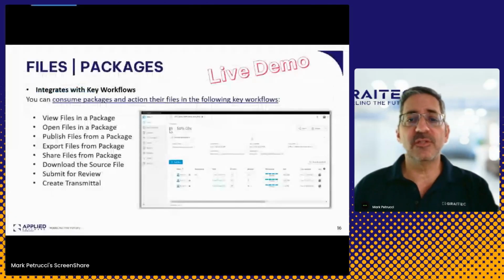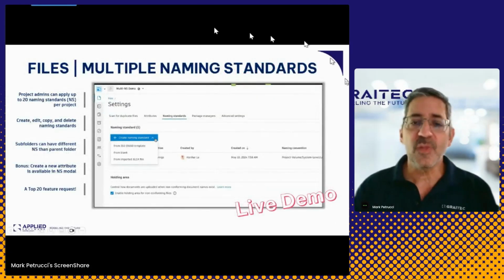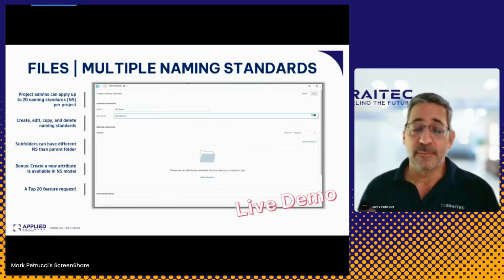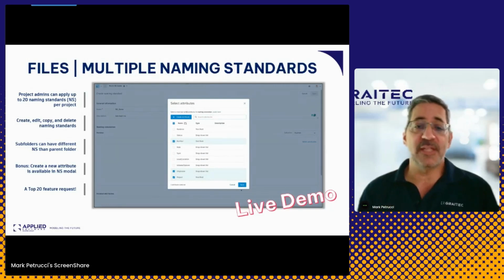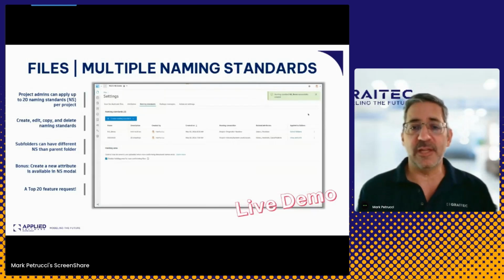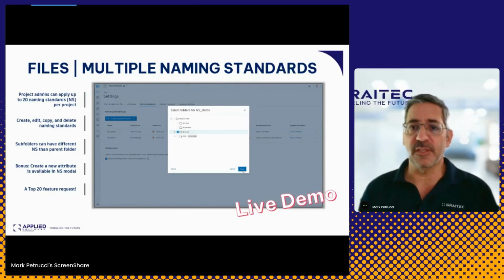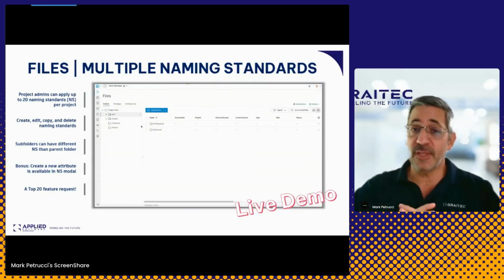All right, now let's jump back in here and take a look at naming standards. I think this is a really big deal. This has been a long-awaited release for customers. Now within Docs, project administrators can apply more than one naming standard to their projects. They can also edit, copy, and delete the naming standard. This wasn't something we were able to do previously. Previously, there was only one naming standard, and you turned it on for the entire project.